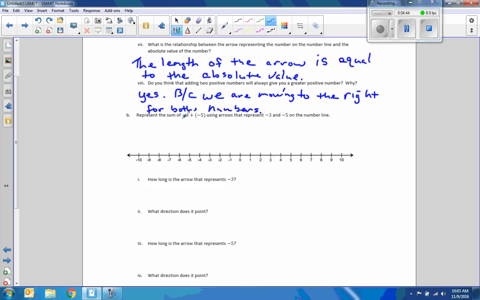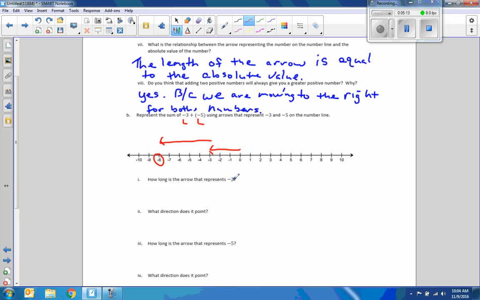B. Represent the sum of -3 plus -5 using arrows to represent -3 and -5 on the number line. So again, we start at 0. -3 is a distance of 3. The minus sign tells us what direction that goes, which is left. Then we're going to go another 5 units to the left. Remember, negative means left. So now we're going to start here and go 1, 2, 3, 4, 5, and we end up at negative 8.